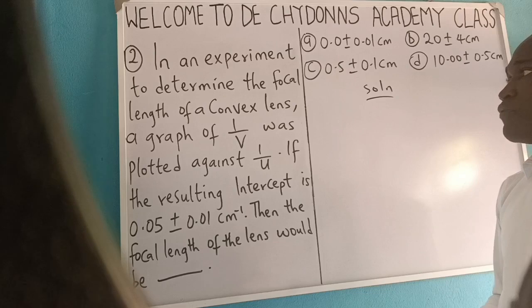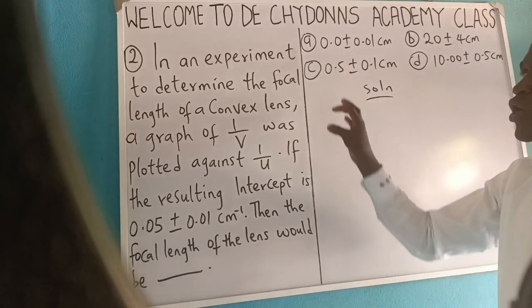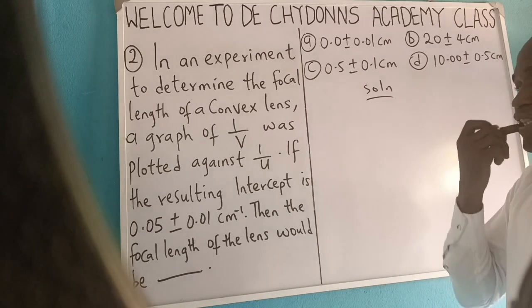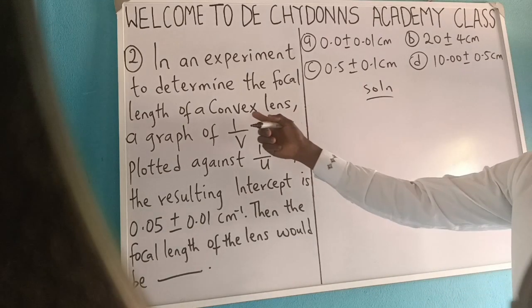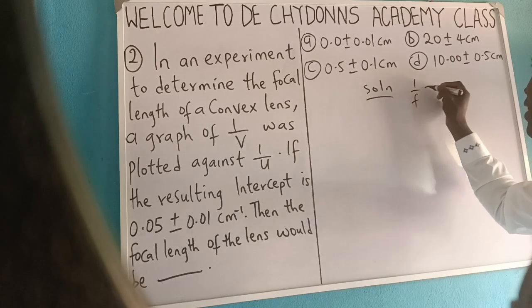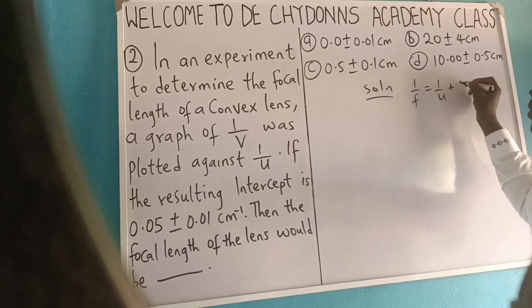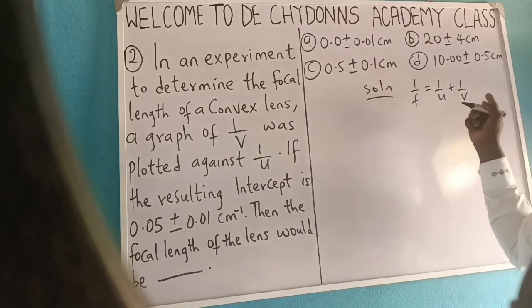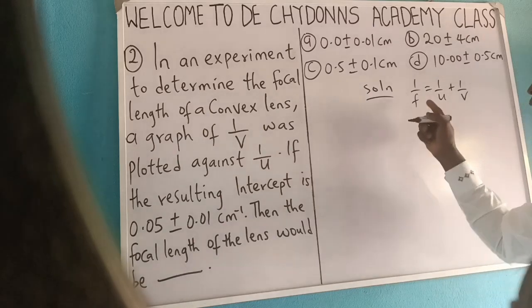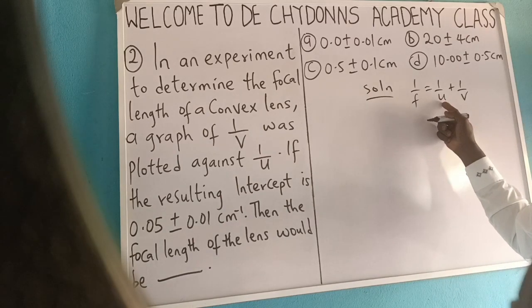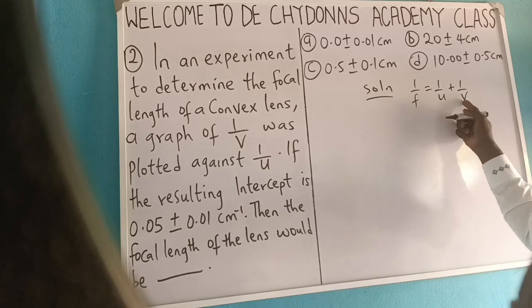And so, first of all, ask yourself, what do I know about convex lens? You will prove with me that since we are talking about a convex lens experiment, this formula still remains intact. Recall this formula: 1 over f equals 1 over u plus 1 over v, where f is focal length, u is object distance, v is image distance, right?